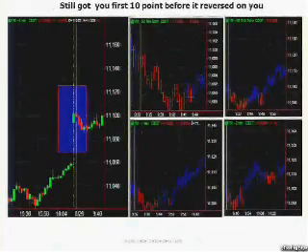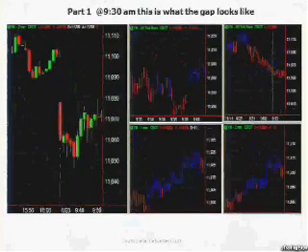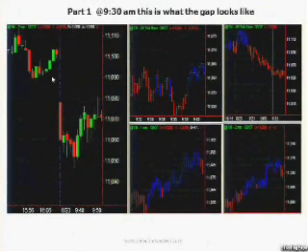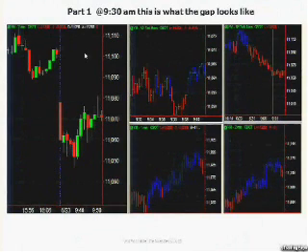Here's another example, and another example. In this example, it's a long. We're gapping down. I had to wait for 2 blue TTM, and then I would go long. Any questions on this setup? This one is profitable right now. It's been working really great.